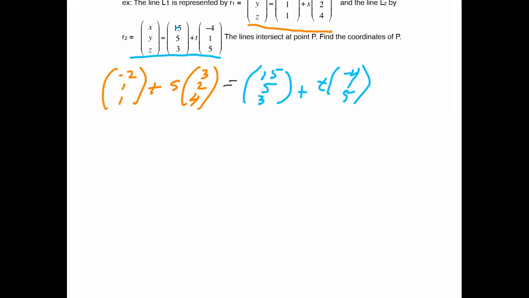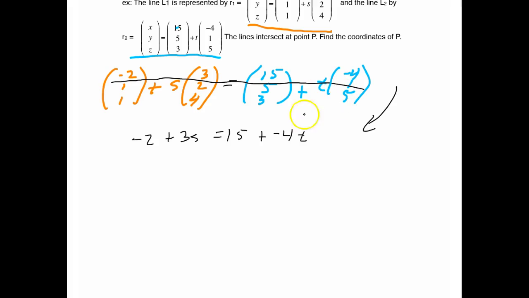Looks kind of scary. There's like 2 3 by 3s on each side. But all you do is put them in parametric form, so separate the top line. That's my best try doing that. Negative 2 plus 3s equals 15 plus negative 4t. The t goes to all of them.